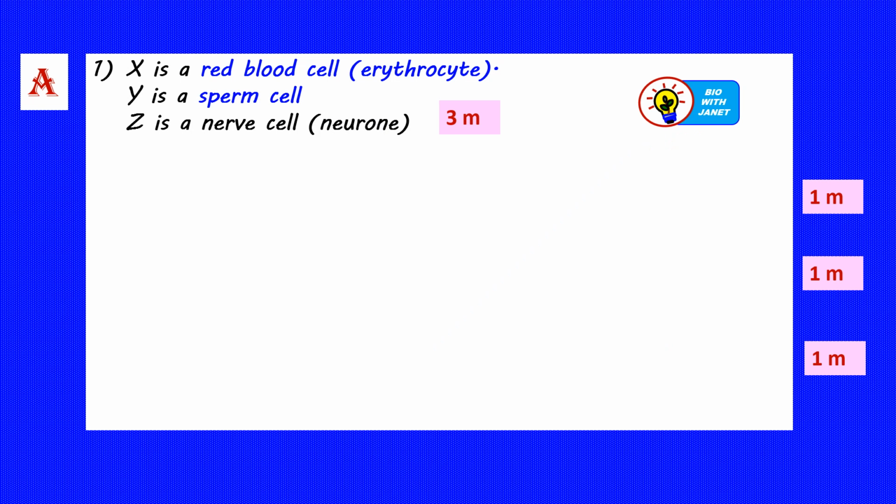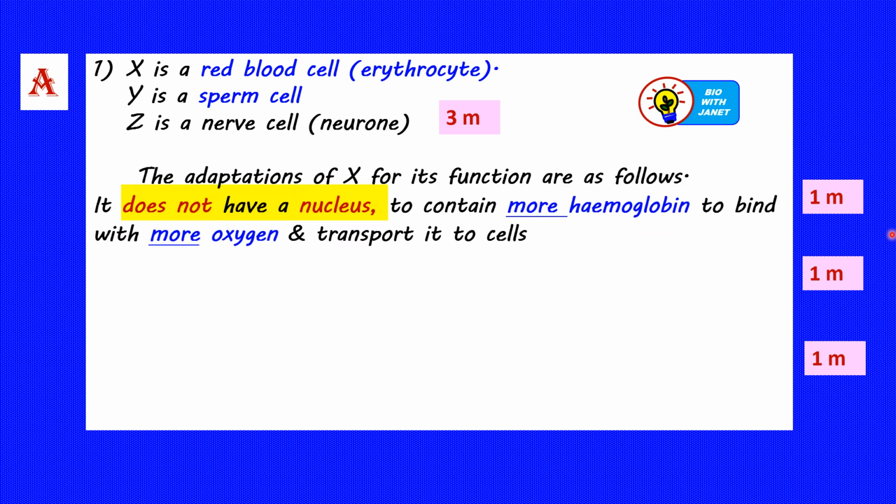So here's the answer. First of all, X is a red blood cell or erythrocyte. Y is a sperm cell and Z is a nerve cell or neuron. Now, neuron is spelled with E at the end here. That's the British spelling. So 1 mark for each correct name of the cell. And then we still have 7 marks. Okay, and we have to talk about 7 adaptations of the different cells. Total 7 adaptations. First one, let's talk about X, which is the red blood cell.